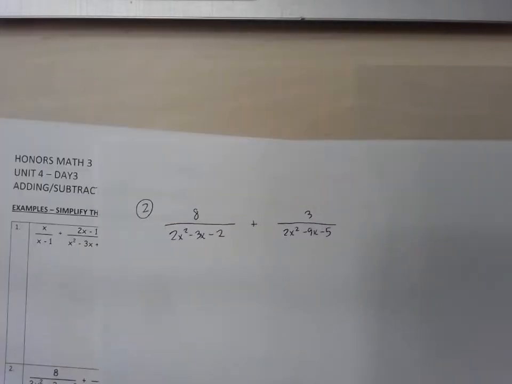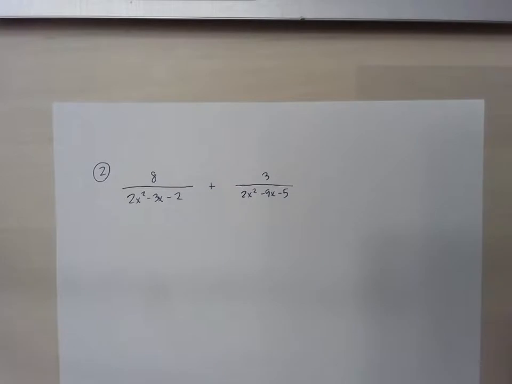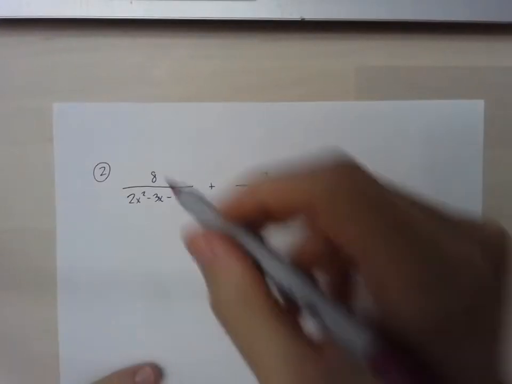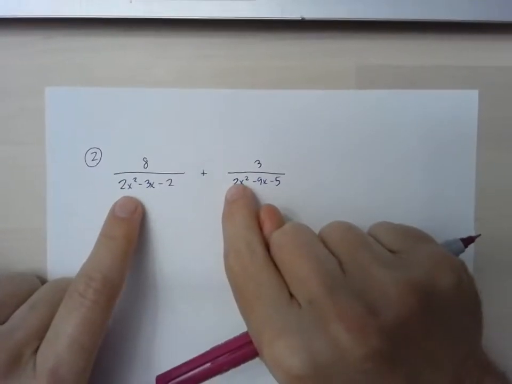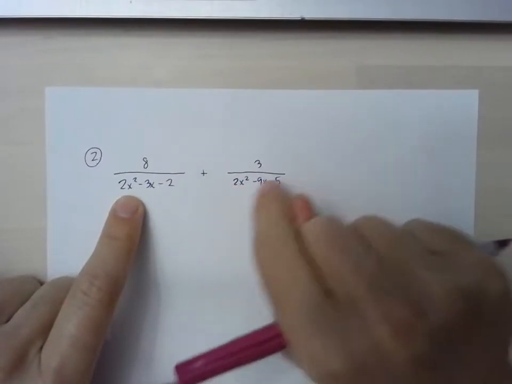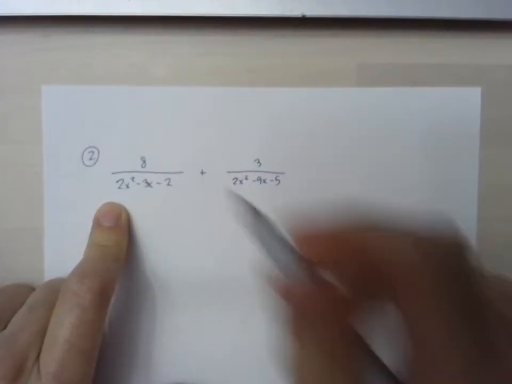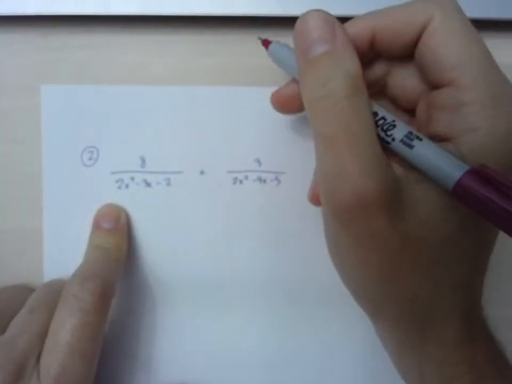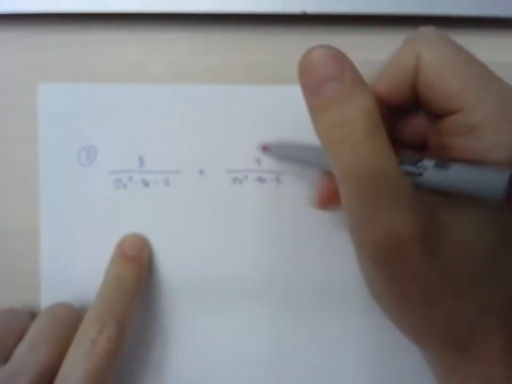All right, looking on your notes for example 2. Again, I'm going to have this on a separate sheet of paper. Another addition problem. In this case, we have a little bit more tricky factoring involved. These are going to be factoring by AC method and grouping because I have a leading coefficient of 2. So we'll have to multiply the 2 and negative 2 and the 2 and negative 5.